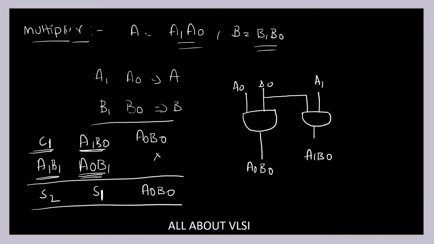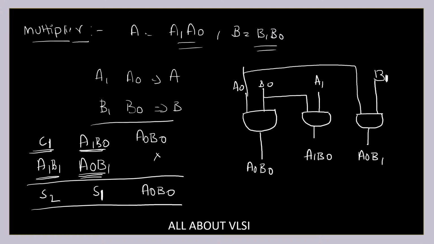For getting the product term A0 B1, I take one more AND gate like this, where A0 is already present, so I take the same A0 and one more input, B1. Here I get A0 B1. So using the AND gates, I can implement them. And I take A1 and B1, so from here I get A1 B1. These are the product terms which I've got.